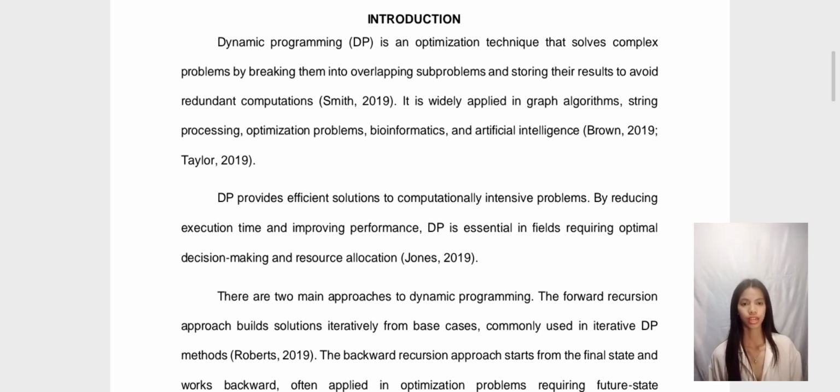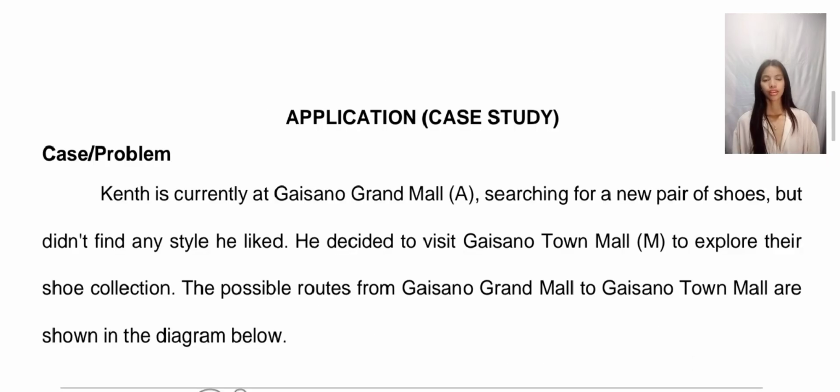So in this presentation, we apply dynamic programming to solve a route optimization problem using the backward and forward recursion approach. Our problem is: Kent is currently at Gaisano Grand Mall searching for a new pair of shoes but didn't find any style he liked. So he decided to visit Gaisano Town Mall to explore their shoe collection. The possible routes from Gaisano Grand Mall to Gaisano Town Mall are shown in the diagram below.